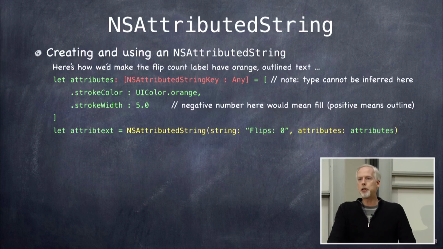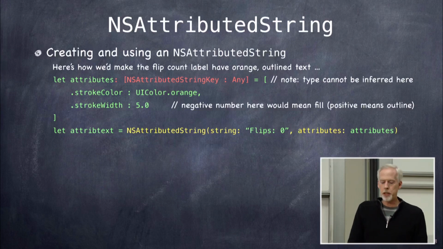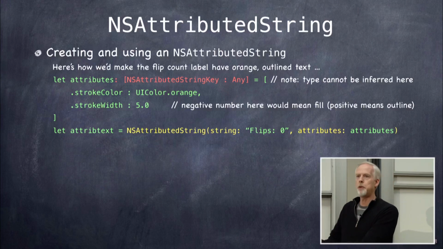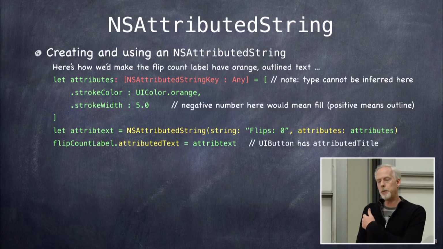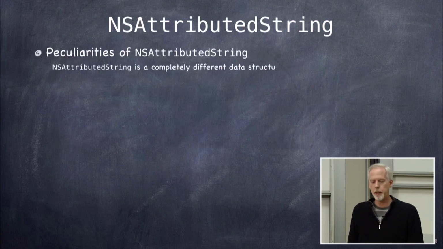Then you can create an attributed string with that dictionary for all the characters in the string by just using the NSAttributedString initializer that takes a string and the attributes. Okay, so that creates an attributed string. Then I can take that attributed string and put it on my flip count label. Since I'm using a positive stroke width, this would be outline text on my flip count. We're going to do a demo and see what that looks like in a second.